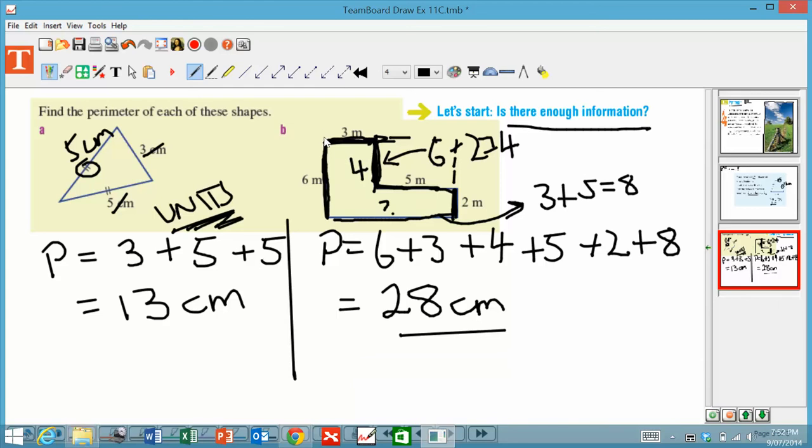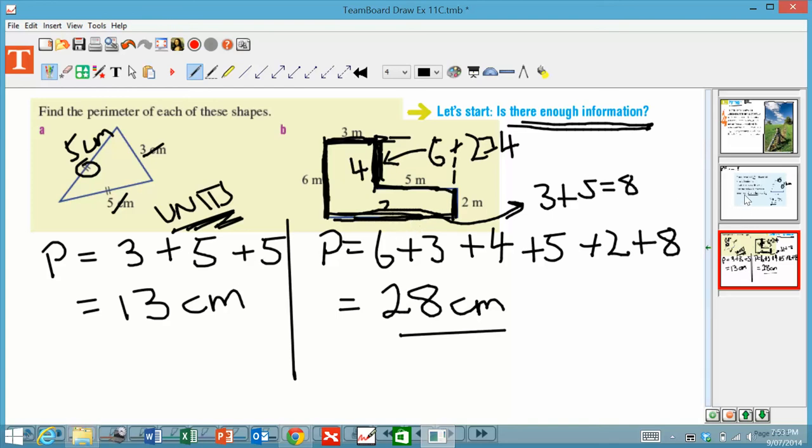You will from time to time get problems where you're missing some of these lengths. Is there enough information? Usually in problems involving finding perimeter, there is going to be enough information. You've got to look at all your other lengths, and using those lengths within the shape, you can usually work out any lengths that are missing. It just requires you to look out of the box a little bit, find the measurements you're looking for, and work out the missing lengths.